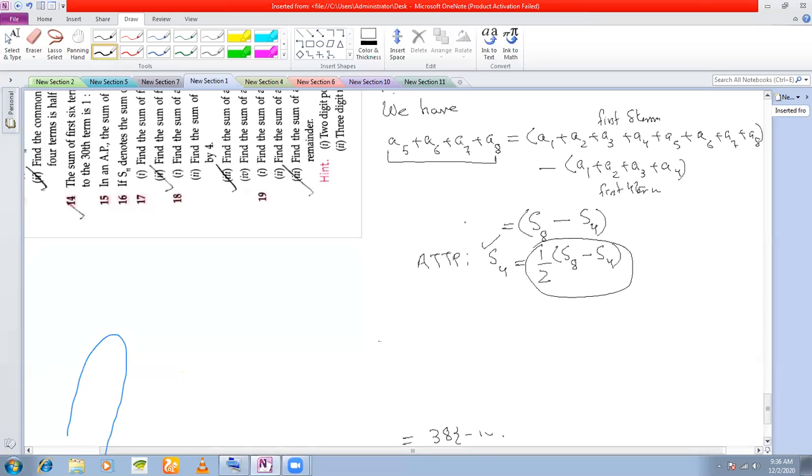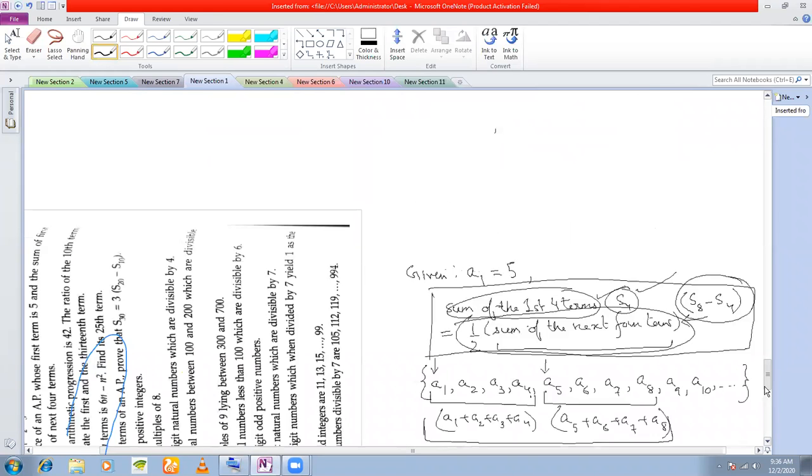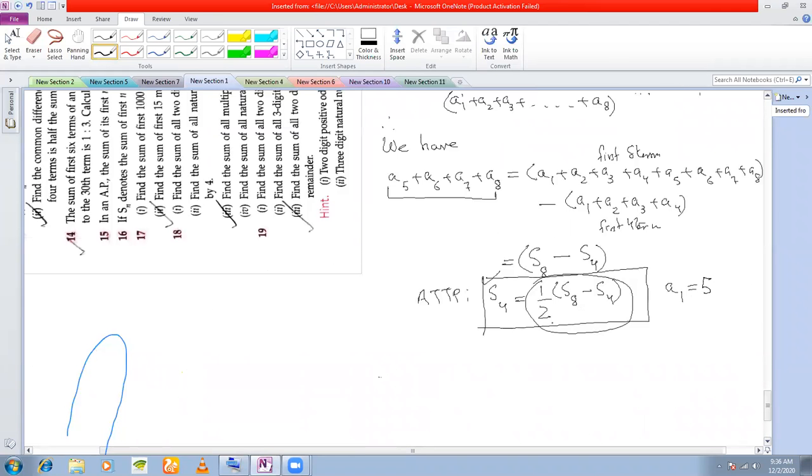So we have got two conditions. What are the two things given in the problem? This condition, S4 is equal to half of S8 minus S4, and the first term, which is given as 5. We'll continue with this problem tomorrow.